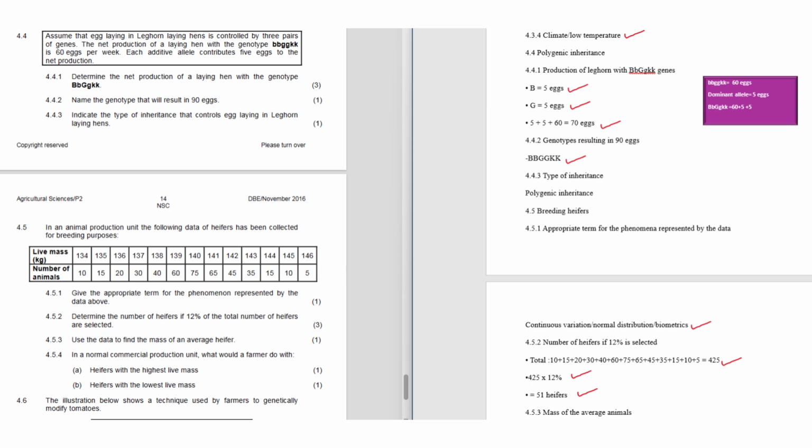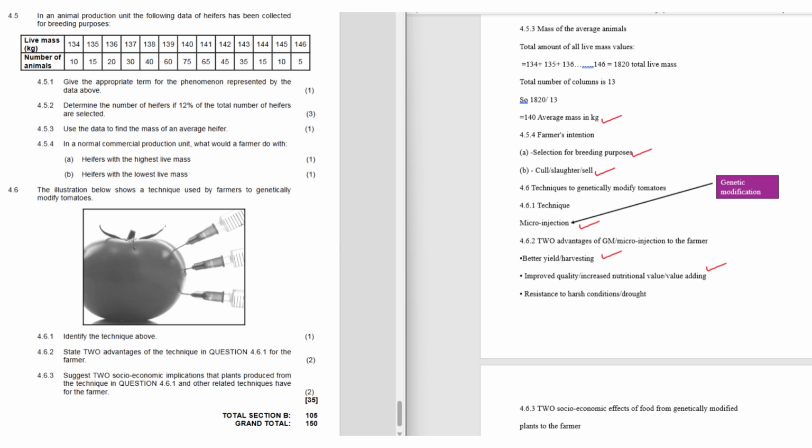And 4.5.3, use the data to find the mass of an average animal. To find the mass of an average animal, you need to get the total amount of values. So that means we will have to add those 134, 135, 136, 137, 138, 139, 140, until 146.